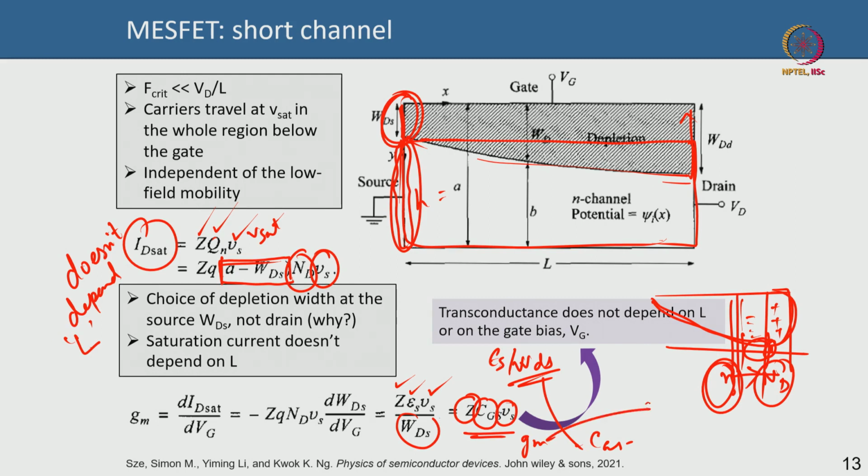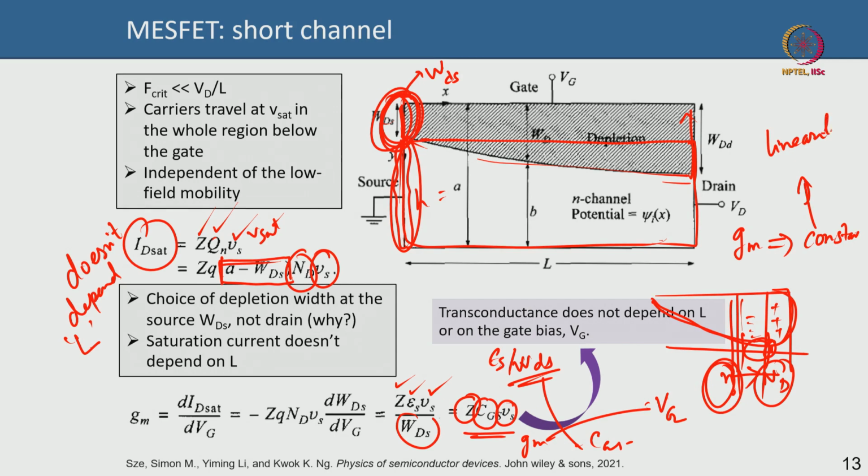This GM also does not depend on VG because the gate voltage does not modulate this part, the WDS, which is the depletion width on the source side, is not effectively modulated by the gate. So the GM technically here is independent of the gate bias, which is very remarkable because it means that the GM is actually flat, it is constant, and it is very good for a linearity application. If you have a constant GM over a certain voltage range, it means it gives you better linearity.